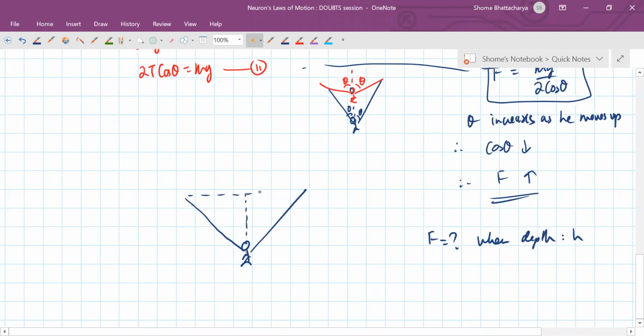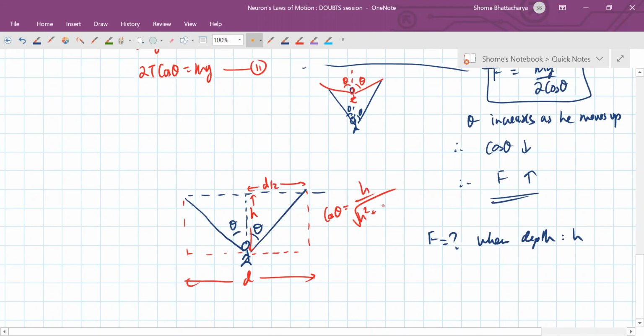So just geometry. You have to use this formula only, but in this you have to find this theta. At the moment it is given to you that the depth is h and the width of the ditch is anyway given to us as d. So this whole thing is d. So you can see from here, this is d by 2, this is h. So cos theta is h divided by square root of h square plus d square by 4. So substitute that here and you will get the force.